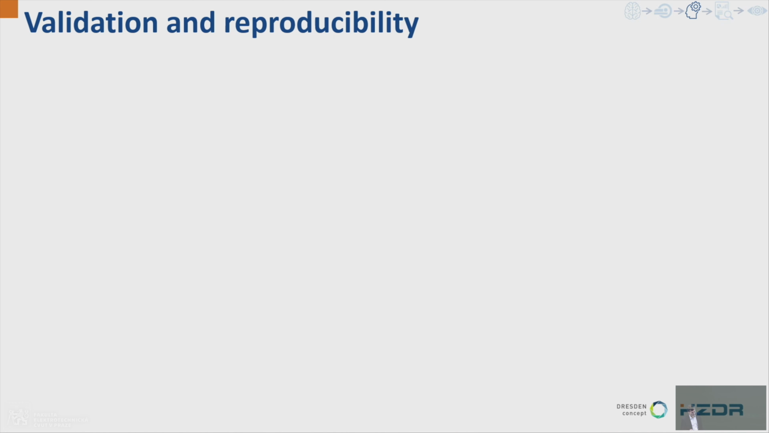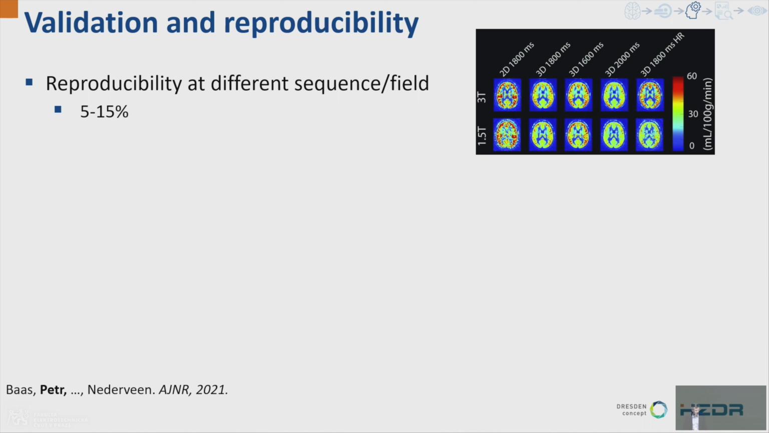Now, the last thing I want to mention regarding the technical part is validation and reproducibility. So, of course, all the methods need to be reliable, all the measurement methods. That means they should be repeatable across several measurements, and we also need to compare them with some standard methods to make sure that we are accurately measuring what we want to measure.